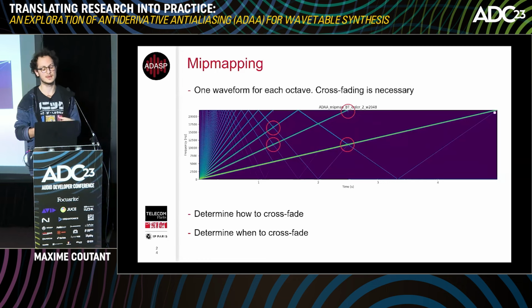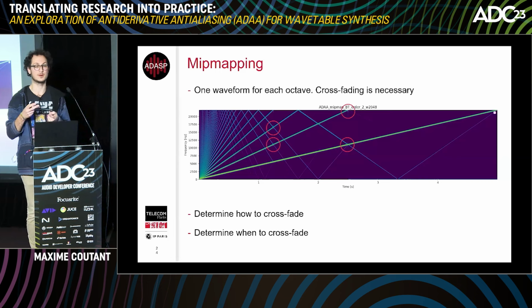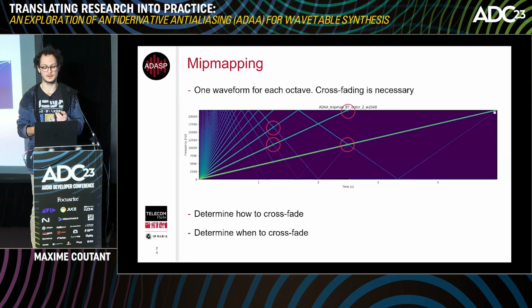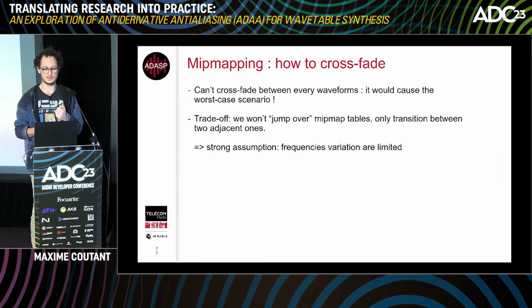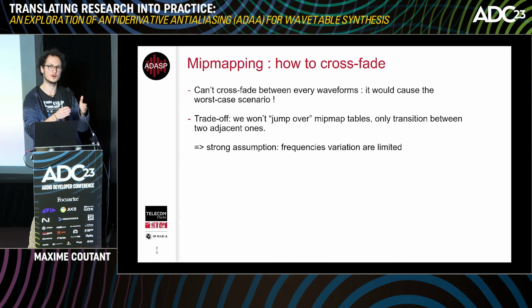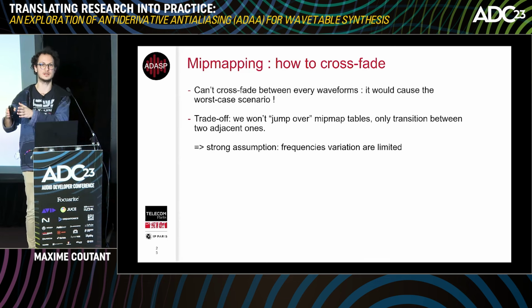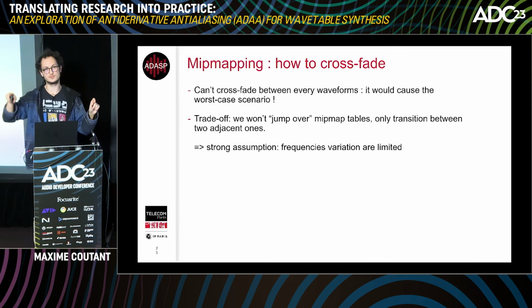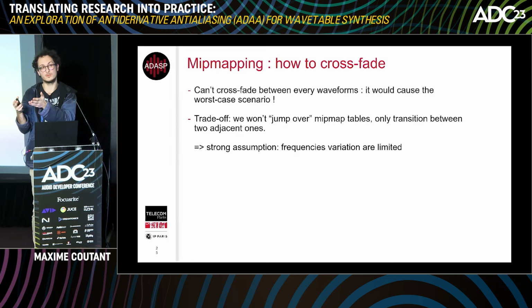So we need crossfading. Okay, we know we need crossfading, but first we have to determine how to crossfade and then when to crossfade. Why how to crossfade? There is an important point to note here. We cannot really allow jumping between any waveforms in the MIP map table, because it would cause the worst case scenario we're trying to avoid in the first place. Let's picture that you go suddenly from one of the lowest frequencies to one of the highest frequencies. If you want to crossfade between the two, you'll have to compute at a high frequency using a small waveform, that's okay, but also a really big waveform. And that's what you want to avoid in the first place.